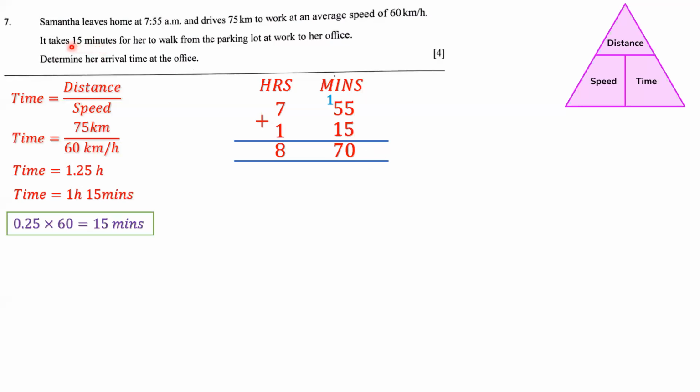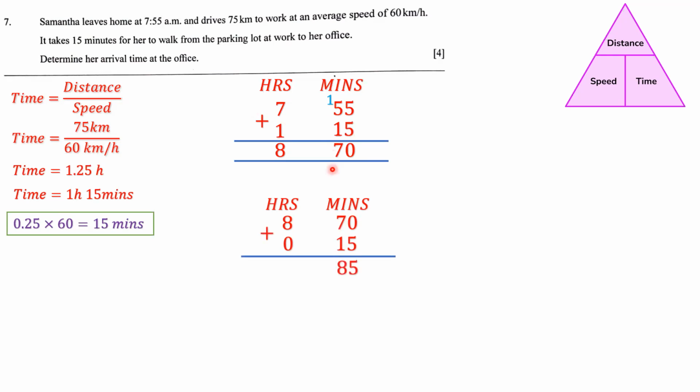Now she has to take 15 minutes to walk from the parking lot to her office. So what we just calculated was 7 hours and 55 minutes, that's the time that she left home, and we add that to 1 hour and 15 minutes to determine what time she arrived at the parking lot. And so we got 8:70. Now we need to add this 8:70 to 15 minutes because it takes her 15 minutes to get to the office.